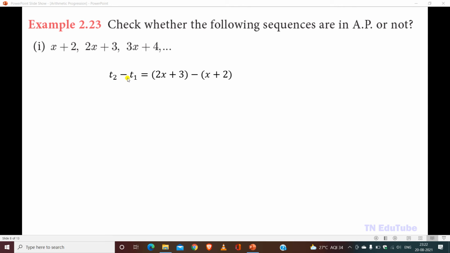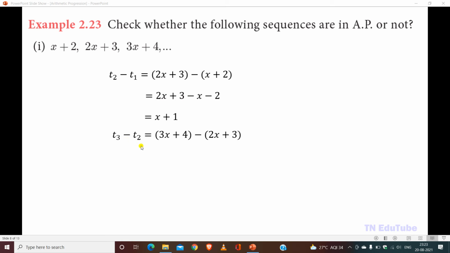So T2 minus T1 first you take. So you get 2x plus 3 minus x plus 2. When you are changing the sign inside, you get 2x plus 3 minus x minus 2. So 2x minus x, you get x. And 3 minus 2, you get 1. So you get x plus 1.